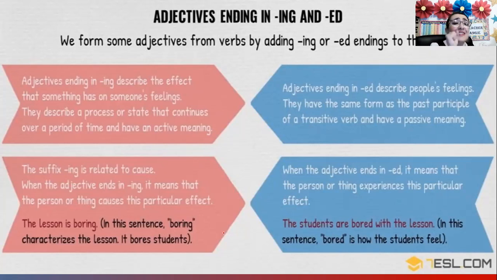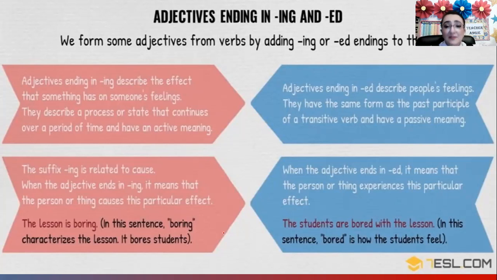Los adjetivos en ing te van a describir el efecto que algo causa en los sentimientos de otra persona y describen el proceso o el estado que va a continuar durante todo ese periodo de tiempo y tiene un significado fuerte. El ing es un sufijo. Un sufijo es un pedazo de una palabra, lo vamos a ver también, que tiene un significado en sí mismo. Y este ing significa que la persona causa un efecto. El ing está relacionado con una causa. ¿Sale? Te ponemos este ejemplo. The lesson is boring. La clase es aburrida. ¿Sale? El efecto que causa es el aburrimiento en el alumno. Le aburre al alumno la clase.